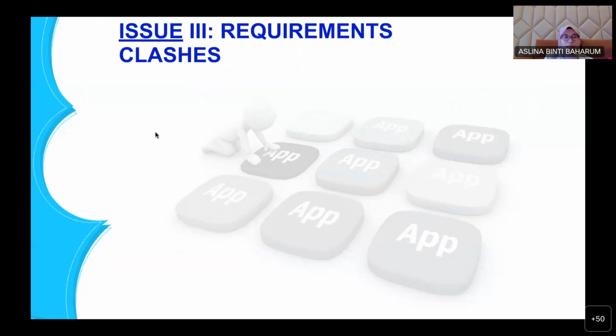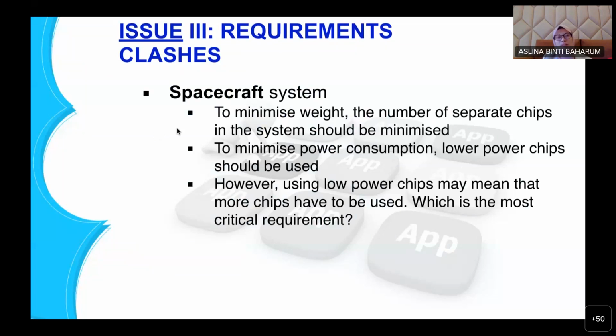Okay. Another issue is requirement clash. Okay. In a spacecraft system, to minimize weight, the number of separate chips in the system should be minimized. However, to minimize power consumption, low power chips should be used. However, using low power chips may mean that more chips have to be used. So which is the most critical requirement? Okay, minimizing the power consumed or minimizing the weight. Something like that, clash issues.